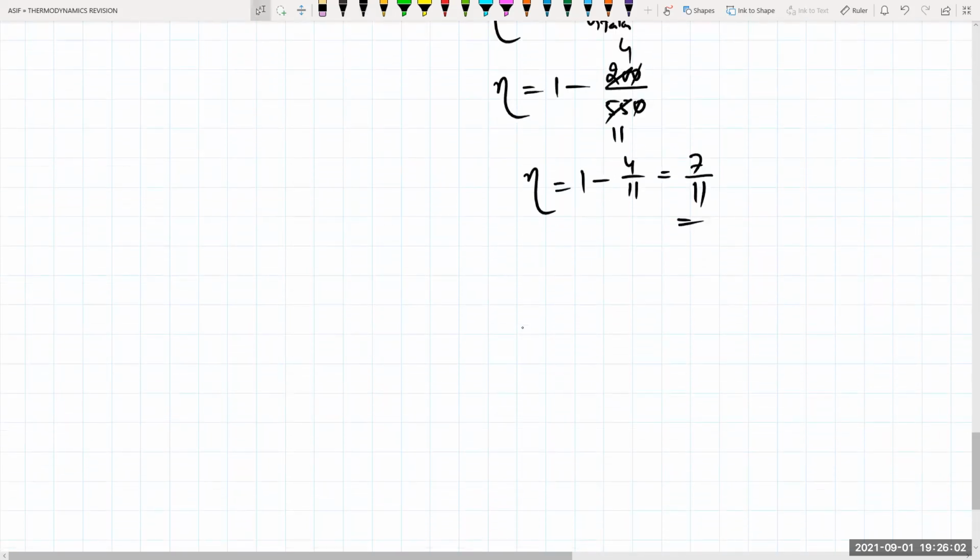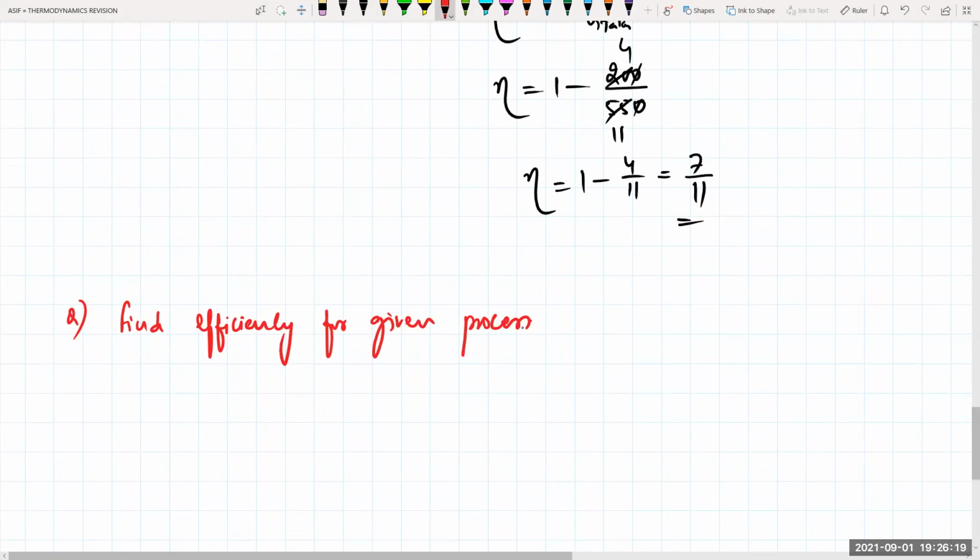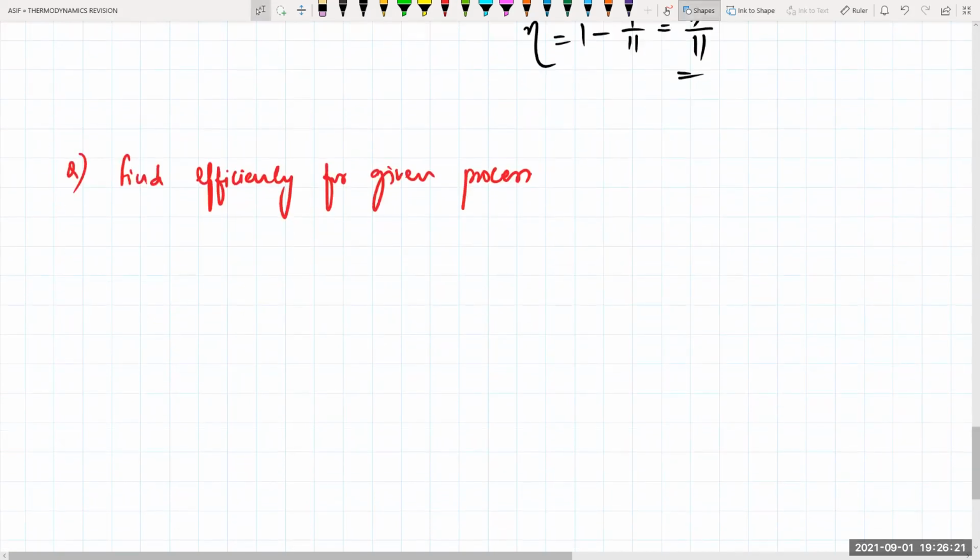Sure. One more question in that one. If I give you a graph like this, find the efficiency for the given process. See, I have given you the process right now here. This is the graph which has been given for us.